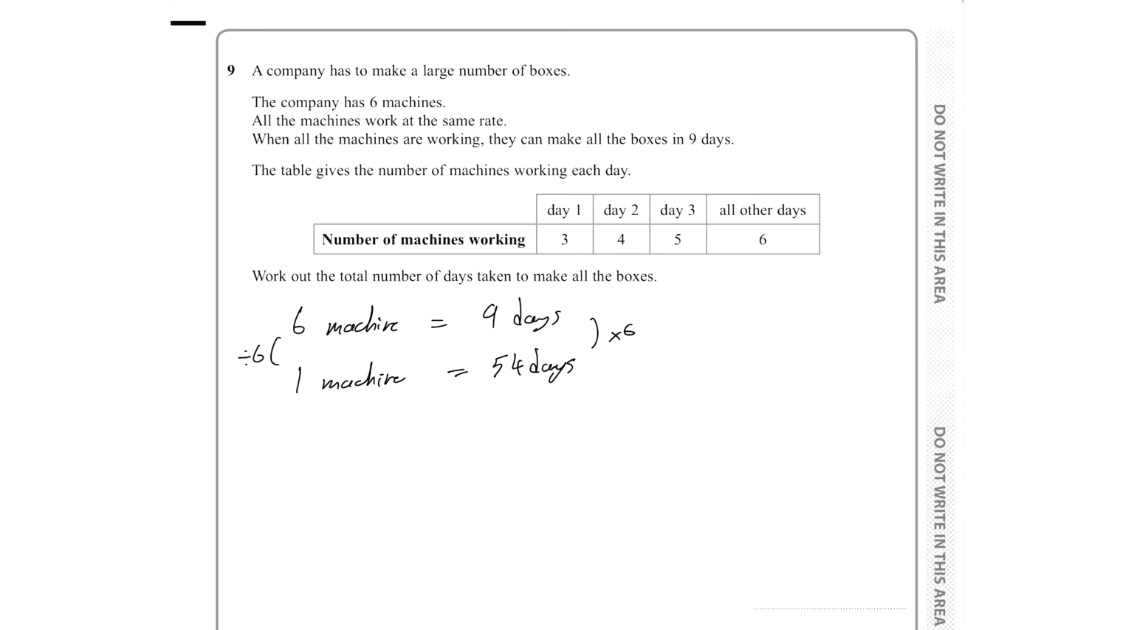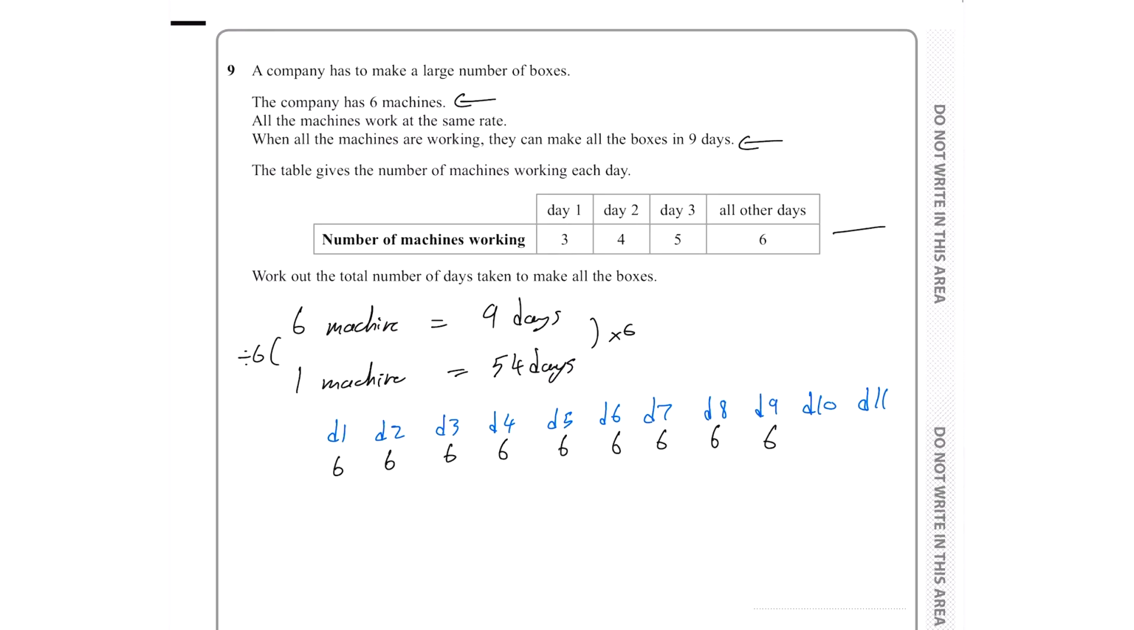But in order to make this question a bit simpler, if I was to list out some days, so we have day 1, day 2, day 9, day 10. Let's just do day 11 as well. So the question is telling us that they have 6 machines, and when all of them are working, it takes 9 days. So if I just write that out, okay, so that's what the question's already told us.